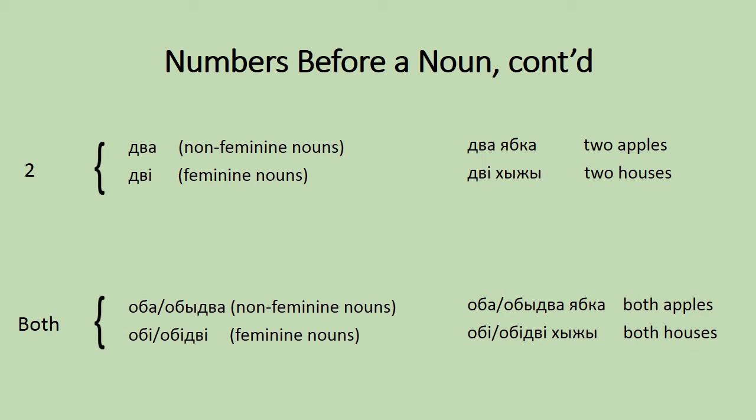Obie. Obie, or alternatively, obidwi. Obidwi is used for feminine nouns. Obie chyże, or alternatively, obidwi chyże. Both houses. This concludes Lesson 5.